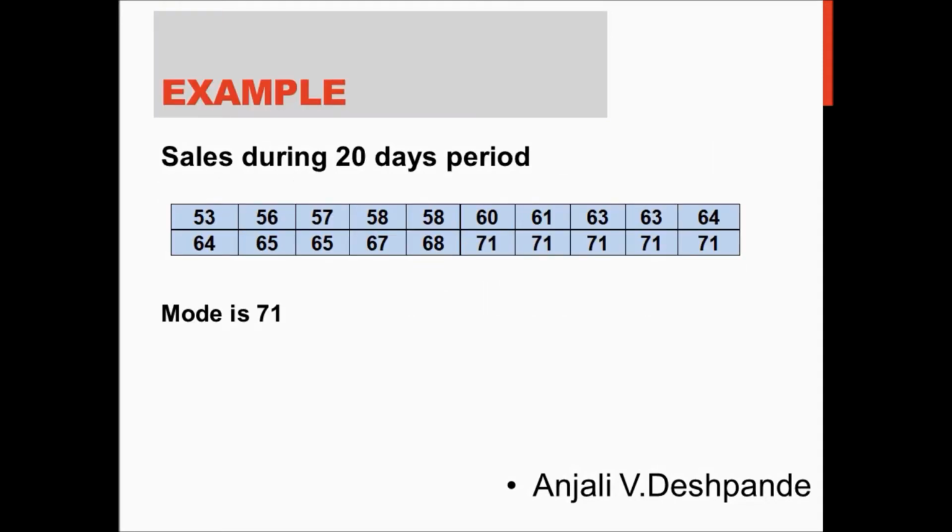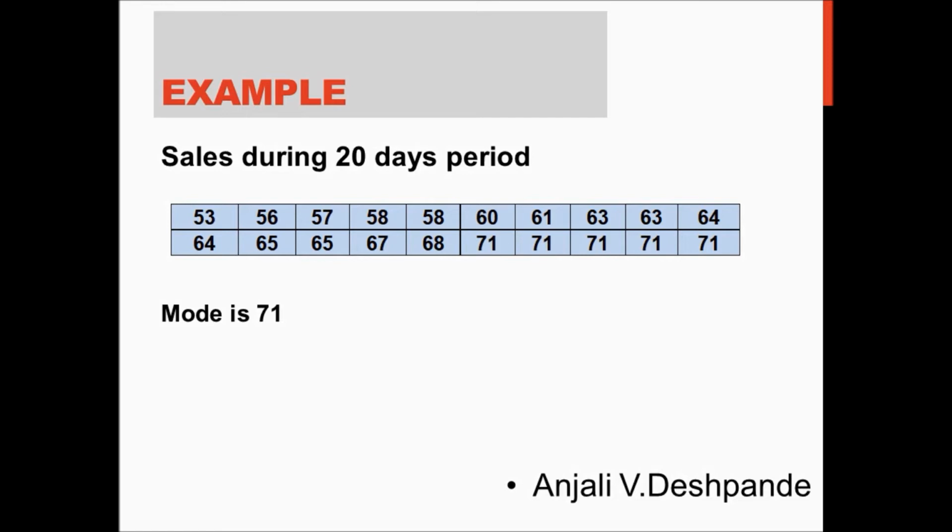So the supporting example we are seeing now. The data has been given. In this data, the sales during a 20 days period has been provided, and you can see that this is the raw data which has been given. It has been arranged already in ascending order, and by that definition, the mode is the value which occurs the most frequently. We easily identify that 71 is the value which has occurred 5 times, and by that definition we say mode is 71, okay.